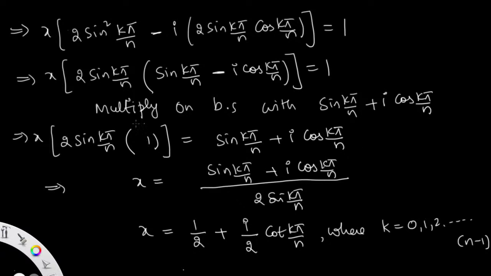So x equal to, multiply here in the right as denominator form, sine distribution, that is sine k by n common, cancel, get 1 by 2 and i by 2 into cos by sine is cot k by n, where k equal to 0, 1, 2, and so on up to n minus 1.